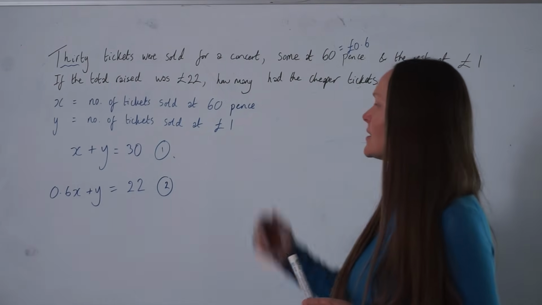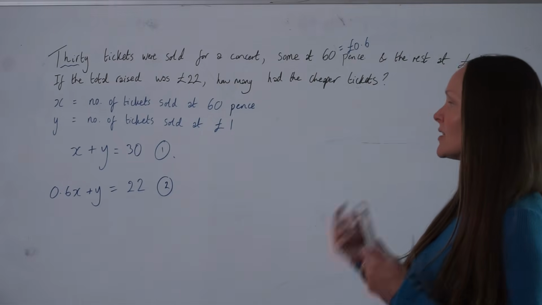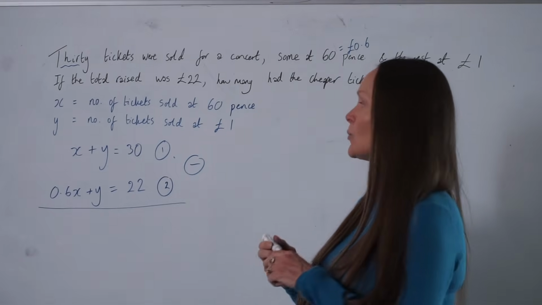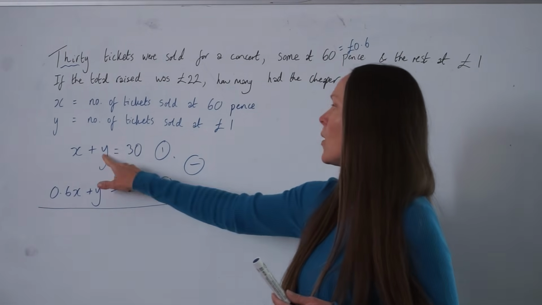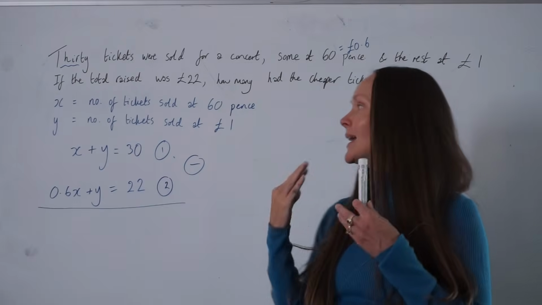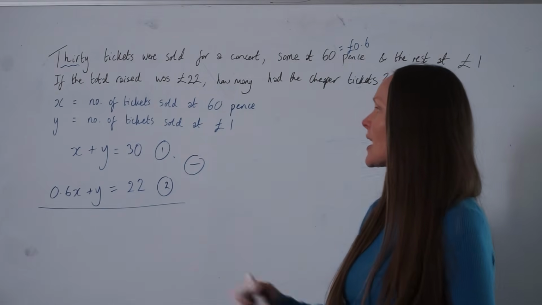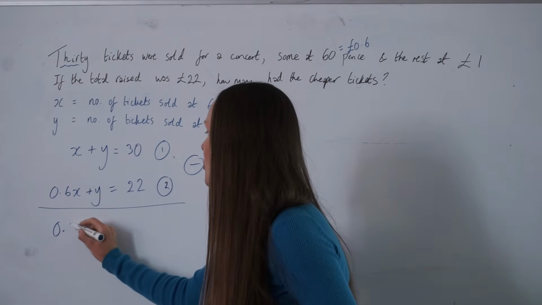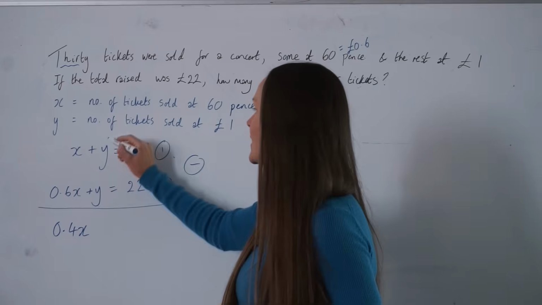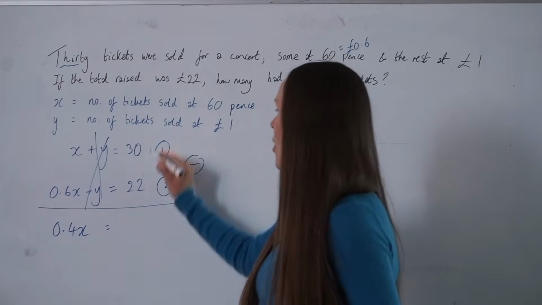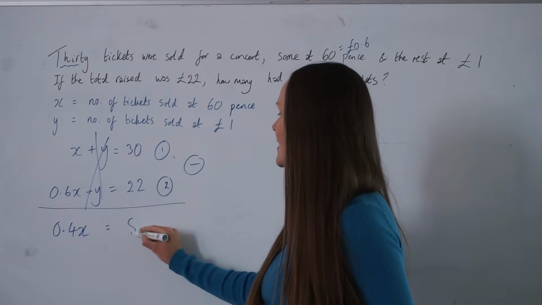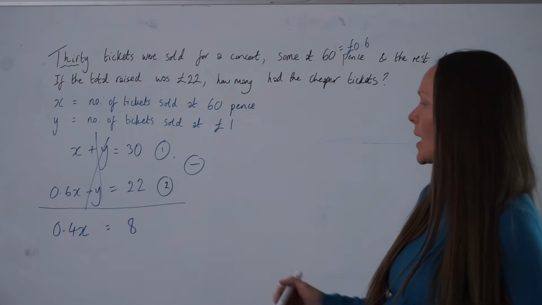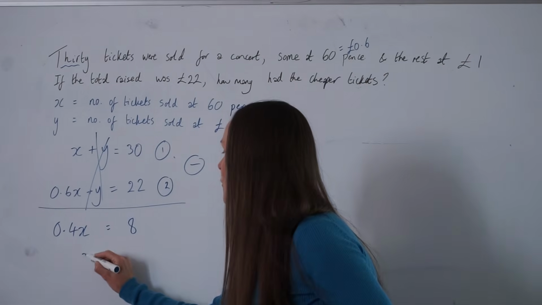Okay, so now we're solving the simultaneous equations, and we can subtract these equations straight away using the elimination method, as when we subtract the equations, y minus y is 0, we're eliminating the y values. So 1x take away 0.6x is 0.4x, y take away y is 0, 30 take away 22 is 8, and now we can solve this equation for x. So to find x, we have to divide both sides by 0.4.